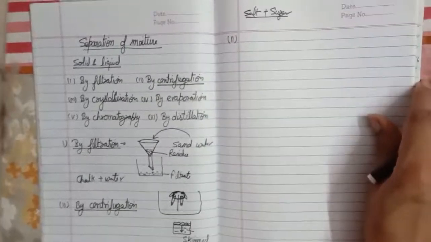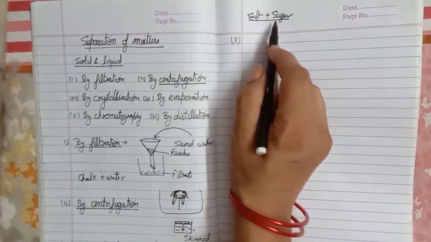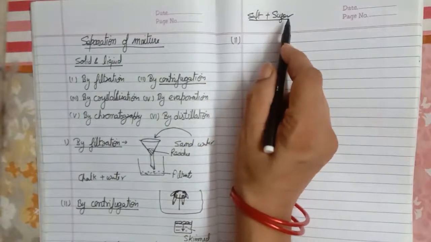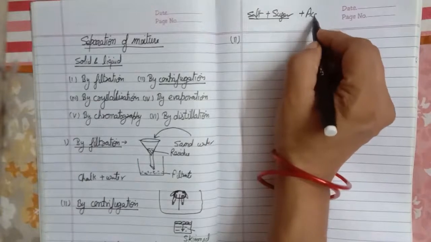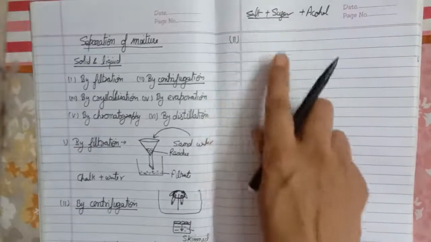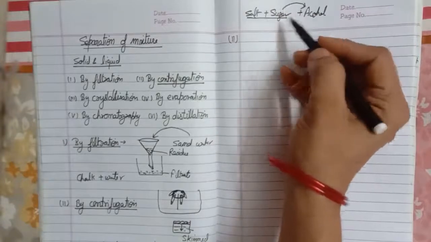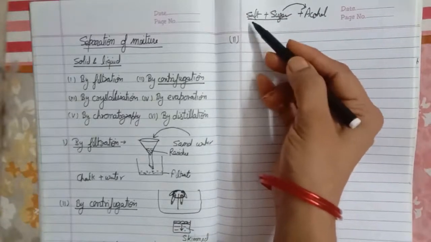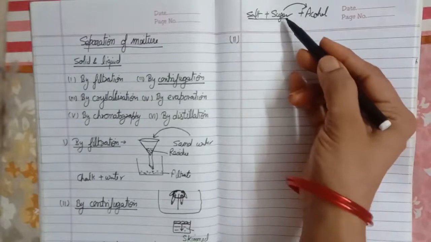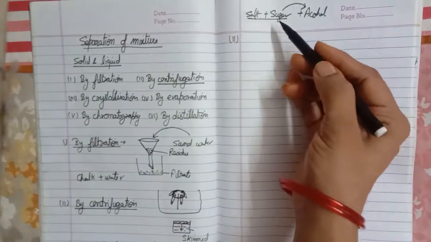In this mixture, if we dissolve both into water, both will be dissolved in water. So we'll use alcohol for separating them, in which we know that sugar will dissolve into the alcohol but salt does not. Then we will use a filter paper to filter out the salt, and the sugar will be left behind in alcohol. Now how will you remove the sugar from alcohol?